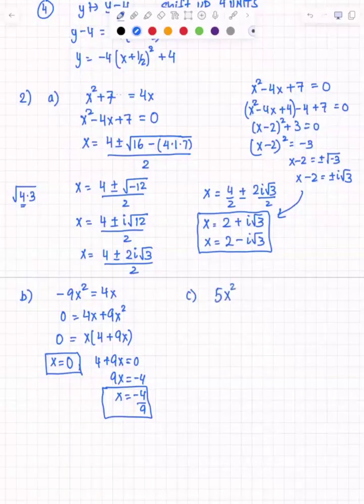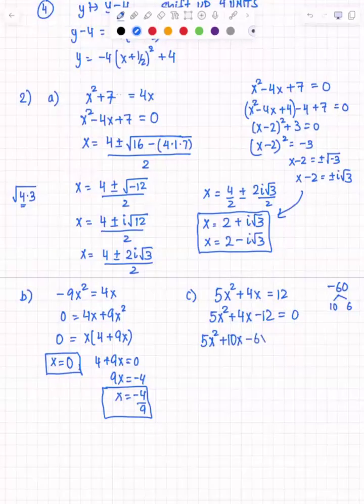C. There's a correction. It should be 5x squared plus 4x equals 12. So let's bring everything to one side, subtracting the 12. What are the factors of negative 60 that add up to 4? 10 and negative 6 will give me 4. So copy the first one down, plus 10x minus 6x minus 12.